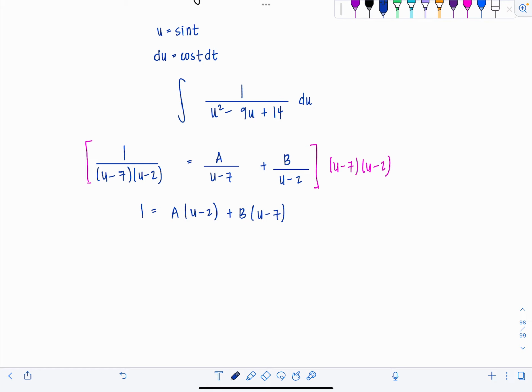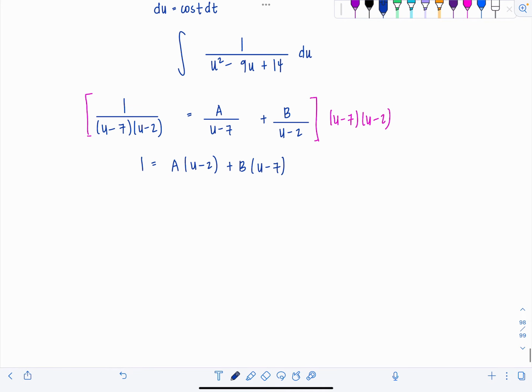Now there's a couple different ways you can solve from here. You can multiply everything out, or I'll show you my favorite method. I choose to let u equal different values that will make each of the factors equal 0, one at a time. So I'm going to let u equal 2 first, and then we'll have 1 equals A times 0 plus B times negative 5. So 1 is negative 5B, which means B is negative 1/5.